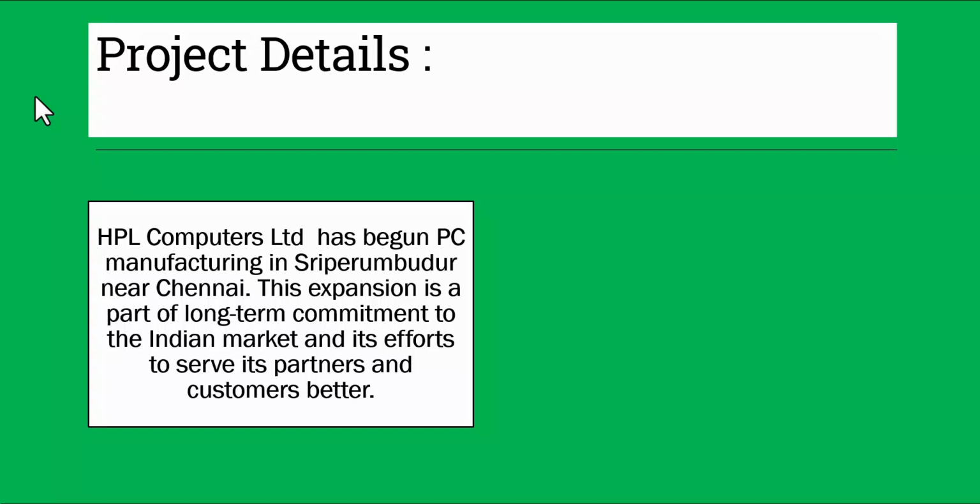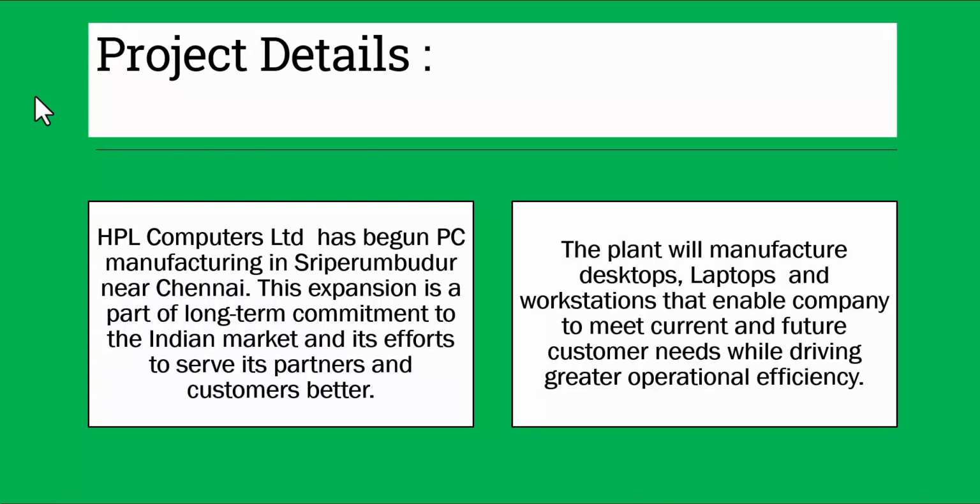So this expansion is a part of long-term commitment to the Indian market and its effort to serve its partners and customers better. So it's going to expand its business somewhere in Chennai. The plant will manufacture. So you can either think about providing service or making some goods. So here I've assumed that I'm a manufacturer of making PCs, desktops, laptops, and workstations. So you are going to make this.